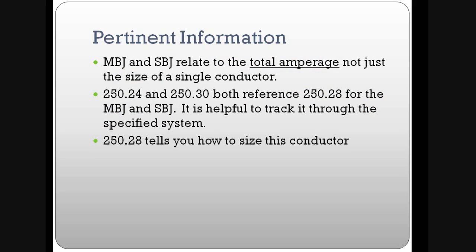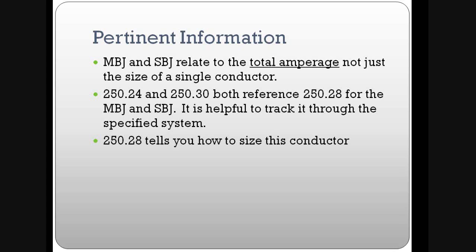So here's some of the quick pertinent information. The main bonding jumper and system bonding jumper, because they tie to the overall system, relate to the total amperage and not just the size of a single conductor, whereas with the grounded conductor, we were just talking about the size of a conductor in the raceway. This one we have to calculate the total amperage of the entire system. So 250.24 for services, and 250.30 for separately derived systems, they both reference 250.28 for the main bonding jumper and system bonding jumper.